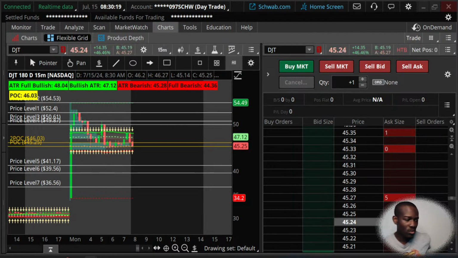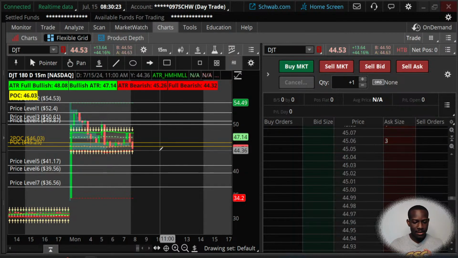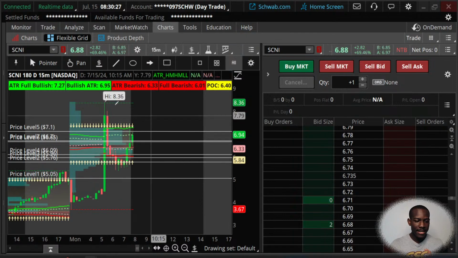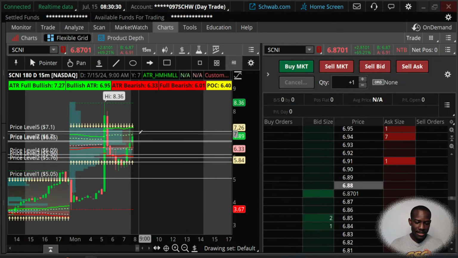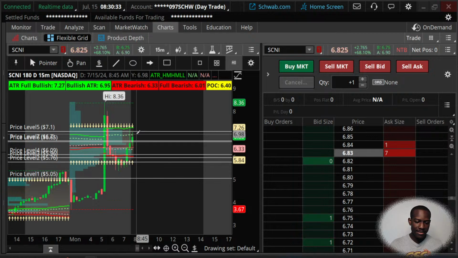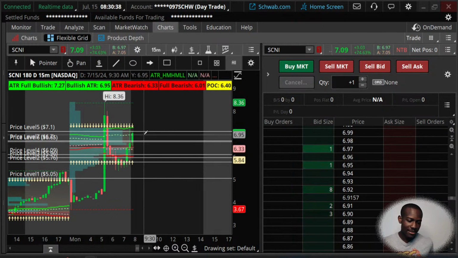Nvidia going down as well. And SCNI, okay, good. So that one cracked down. We'll give that one a second. SCNI also, now it's testing the first ATR high here at the 6.98, looking like the $7 level. So it has the thoughts.